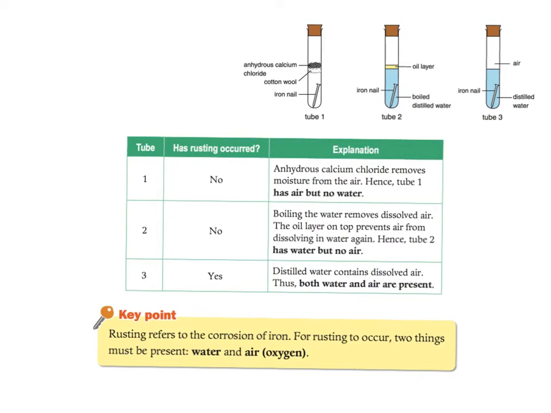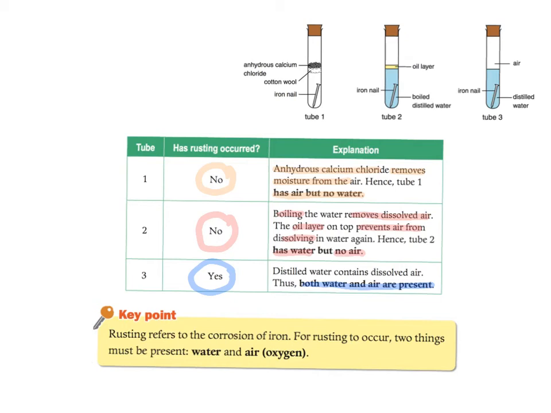For tube 1, you find that anhydrous calcium chloride removes moisture from the air, so therefore it has air but no water. The result is that no rusting occurs. Just air, no water, no rusting. For the second setup, the oil layer prevents air from dissolving, and the boiling water removes dissolved air. So therefore, test tube 2 has no air but has water in it. Still, there is no rusting. But for the third one, both water and air are present, and at that time, rusting occurs.